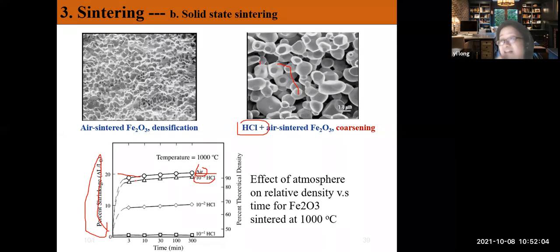So if you have even less density, which means if you are more and more porous, what can you do? If you want to become more and more porous, what can you do? Tell me. Can you type?